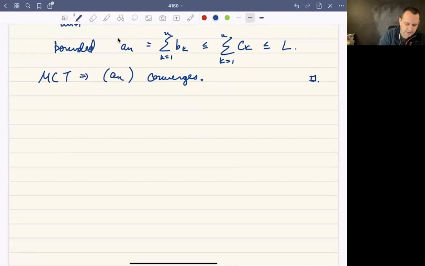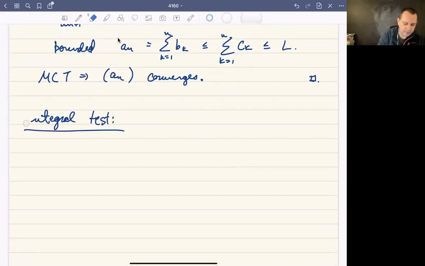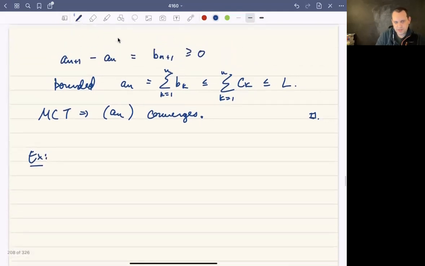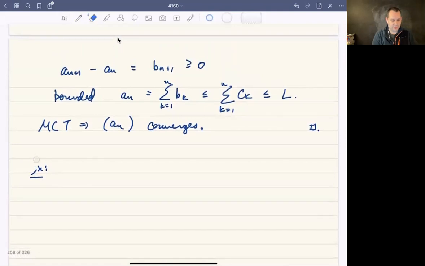A few other tests that we talked about. There's the integral test. The integral test says, oh, by the way, I'm sorry, I wanted to do one example of the comparison test. So one example. I want you to notice that, actually, there's two things I want to say here. Sorry, I need to backtrack just slightly.